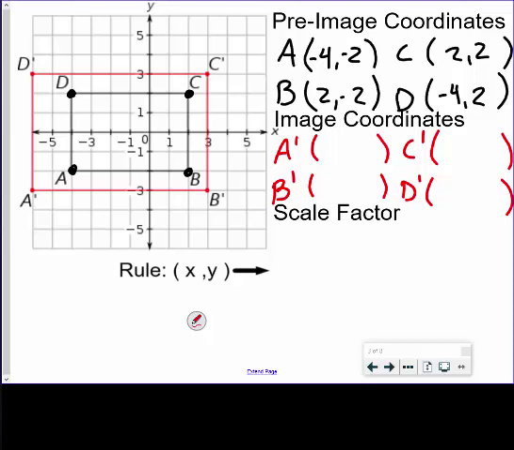What is A prime? 6, -3. B prime? 3, -3. C prime? 3, 3. D prime? -6.